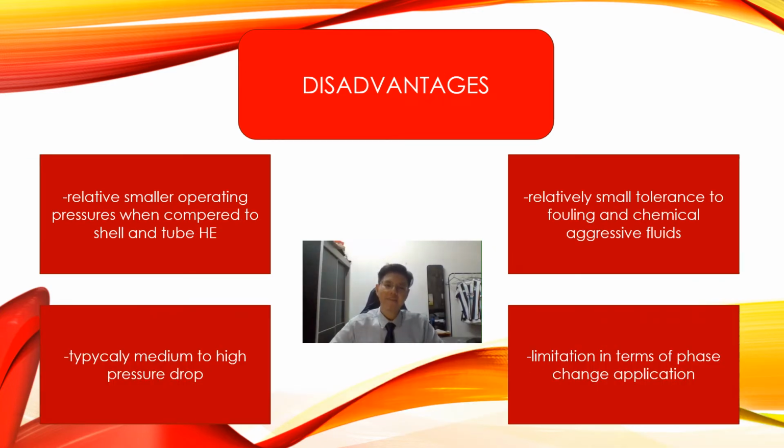Next, the disadvantages of counterflow heat exchangers have 4 points. Number one, relatively smaller operating pressure when compared to shell and tube heat exchangers. Number two, typically medium to high pressure drop. Number three, relatively small tolerance to fouling and chemically aggressive fluids. Number four, limitation in terms of space for such applications.